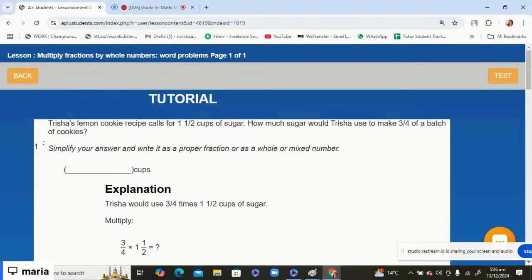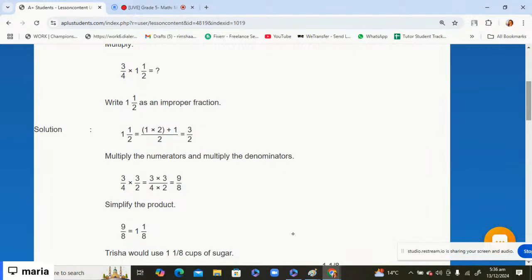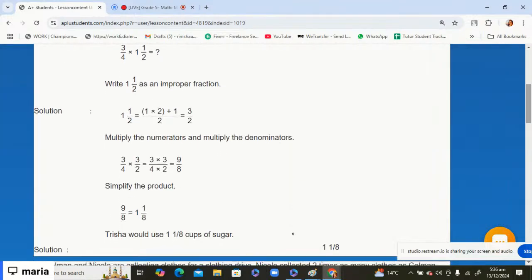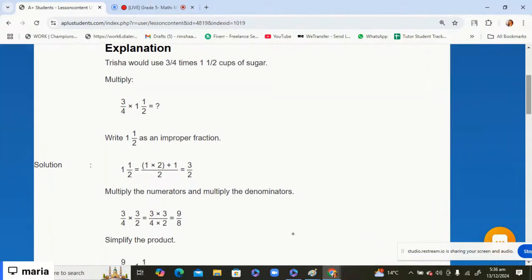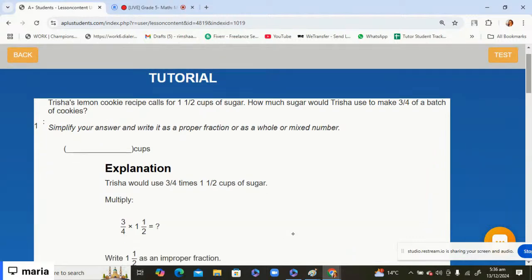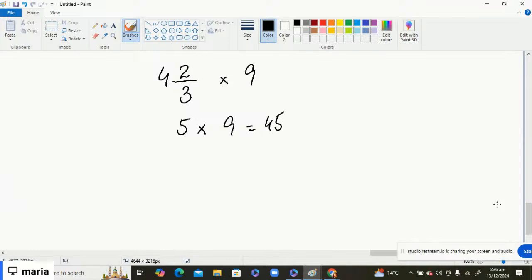Terisha's lemon cookie recipe calls for 1 into 1 by 2 cups of sugar. How much sugar would Terisha use to make 3 by 4 of a batch of cookies? So here is 3 by 4 and 1 into 1 by 2. First of all, we are going to convert this mixed number into an improper fraction. Then we are going to multiply and then again divide into the mixed number. Okay. So it's 1 into 1 by 2 times 3 by 4. Let's do it.